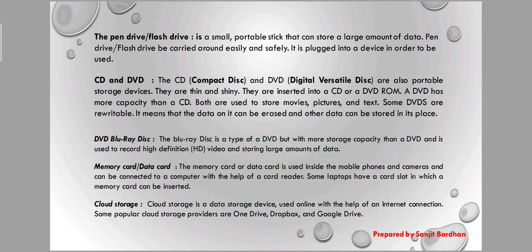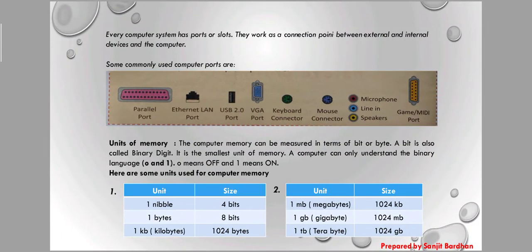Next is cloud storage. Cloud storage is a data storage device that is used online with the help of an internet connection. That means we can store the data in cloud storage by using the internet. We need an internet connection to store the data on cloud storage. Some cloud storage providers are OneDrive, Dropbox and Google Drive. These are the service providers of cloud storage. Okay, so move on to the next page.